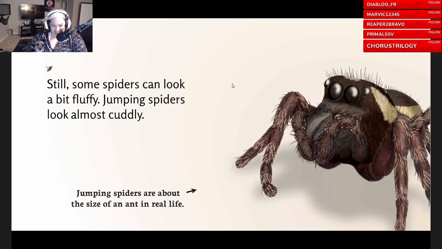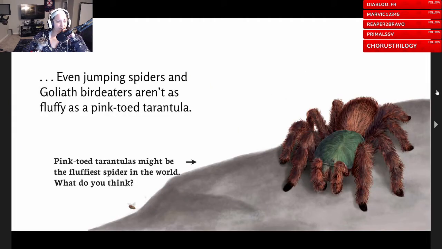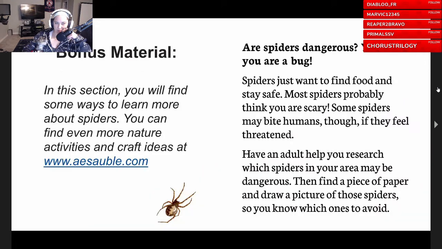Almost. Jumping spiders are about the size of an ant in real life. And Goliath bird-eating tarantulas look fluffy as well, especially their thick, furry legs. Goliath bird eaters are one of the largest spiders in the world. But even jumping spiders and Goliath bird eaters aren't as fluffy as the pink-toed tarantula. Pink-toed tarantulas might be the fluffiest spider in the world. What do you think?